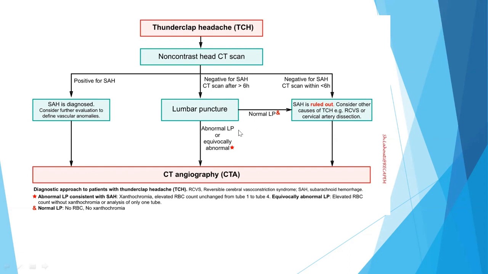Now, if the LP is abnormal or equivocally abnormal, we go for CT angiography. But if it is negative for subarachnoid hemorrhage and the CT scan is done within less than 6 hours, then subarachnoid hemorrhage is ruled out. Consider other causes of TCH. And if not, we can always go for the CT angiography.